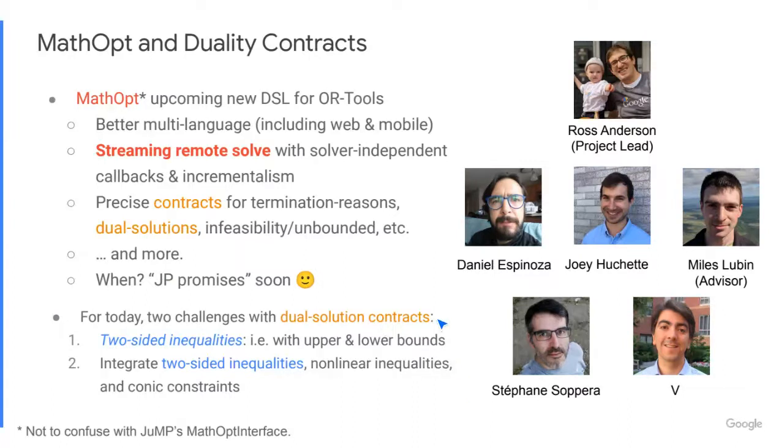And what I want to talk about with MathOpt is these dual solution contracts that I mentioned. Two things that I wanted to deal with are two-sided linear inequalities, so linear inequalities that have upper and lower bounds, and also incorporating linear optimization, conic optimization, nonlinear, and all of it in one framework of duality that covers everything in a way that is mechanical and users can benefit from without necessarily understanding what duality is at all. If you know what duality is, usually you can figure out what the dual solutions are, but we would like to have something that doesn't require you to go and learn about duality.